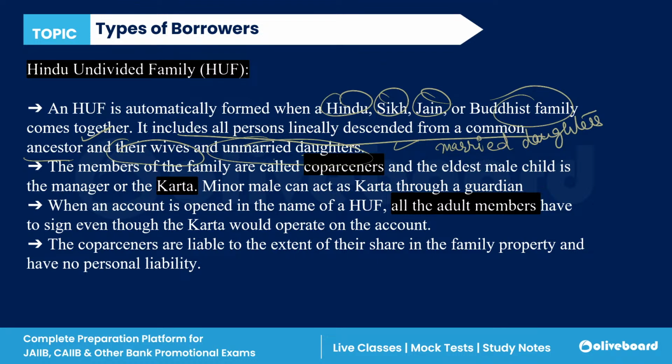Now, the family member is known as the co-partner, whereas the eldest male member is known as the karta or the manager. If we talk about the liability of the co-partner, it is limited to the extent of the share they have in that property, whereas the karta, the manager's liability is unlimited, right? So if the account is opened in the name of the Hindu undivided family, all the adult members have to sign that account, even though only the karta can operate the account, right? So co-partners are liable only to the extent of the share they have in the family property, and there is no personal liability.